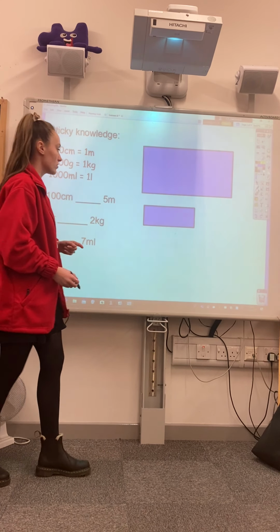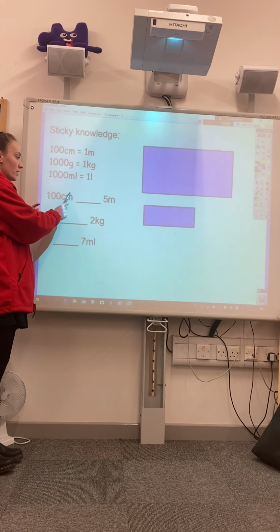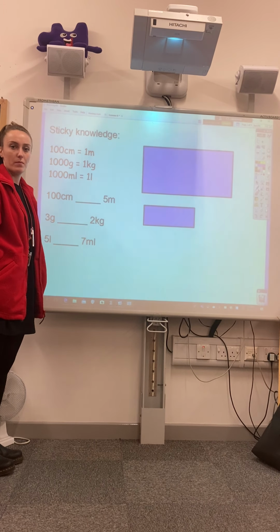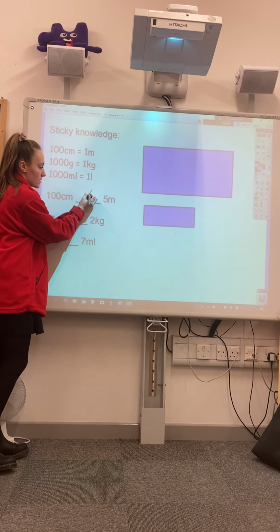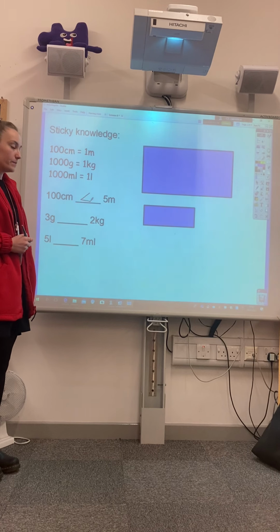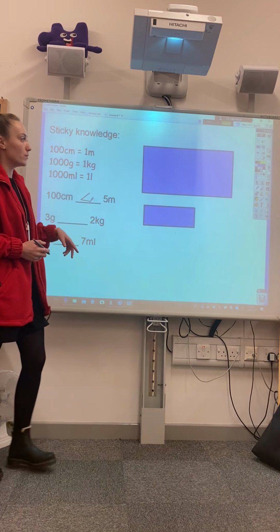So we'll do the first one together. If there's 100 centimetres in 1 metre, then this would be the same as 1 metre, and we've got 5 metres, and we know that 5 metres would be bigger. So I'm going to use my greater than sign, which needs to eat the biggest number. See if you can have a go at those two on your own. Use this to help you.